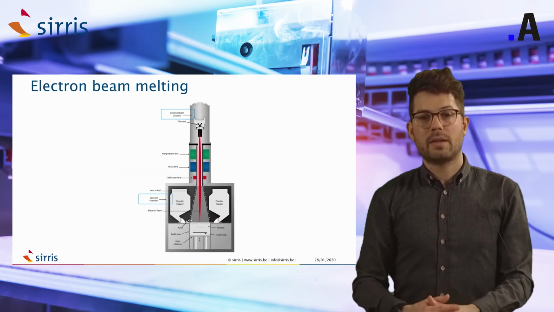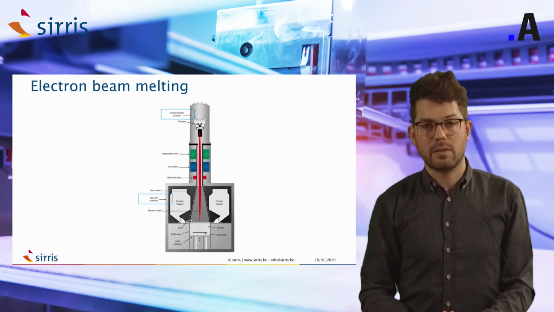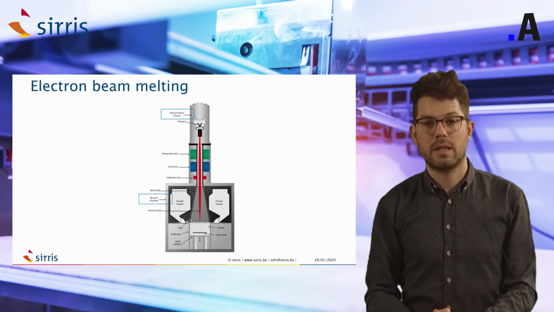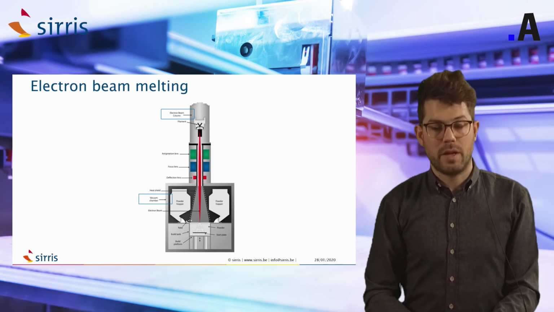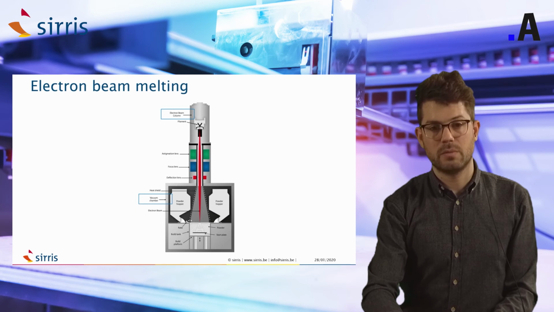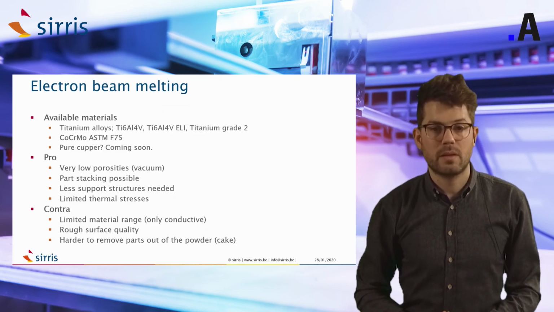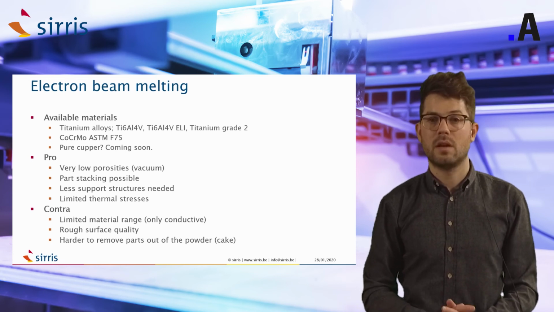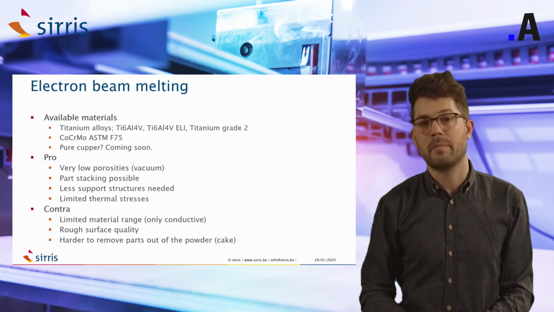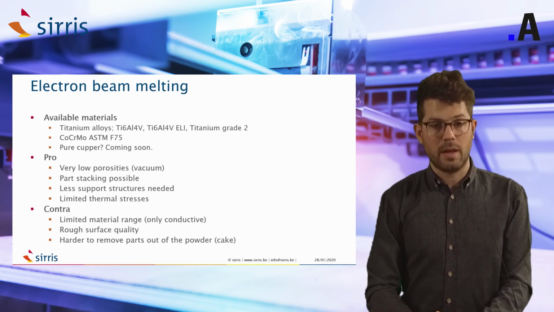Then we come to electron beam melting, again a metal technology which is similar to selective laser melting. But with this technology, we work in a vacuum. So this makes that the materials are quite limited. We can print titanium alloys, cobalt chrome, even copper, which is under development now.